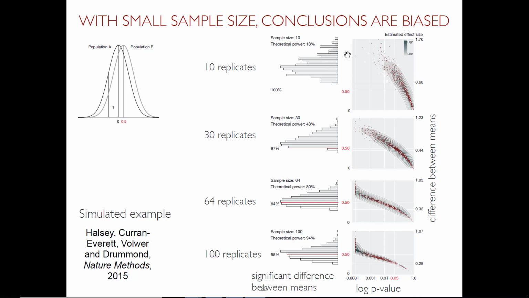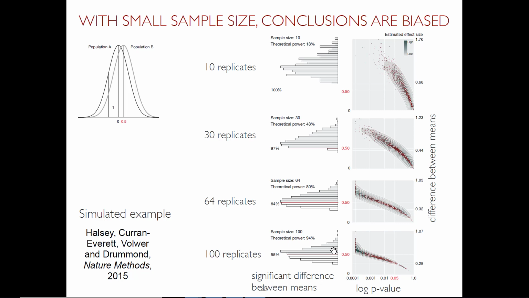And so take a look at what happens. The y-axis is the reported difference between the groups. 0.5 is the true value here. You see that if we only have 10 replicates, not only are the majority of the things not significant, but if we report something as significant, we dramatically overestimate the difference between the groups. So all the reported differences are above the true difference. Now, if we have more replicates, suddenly they start moving to the other side of 0.5. At 64, a little bit more, and at 100 replicates, our reported estimate of the difference between the groups fluctuates around the true value.